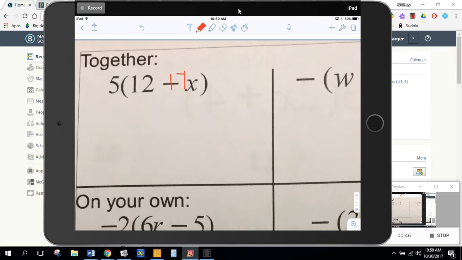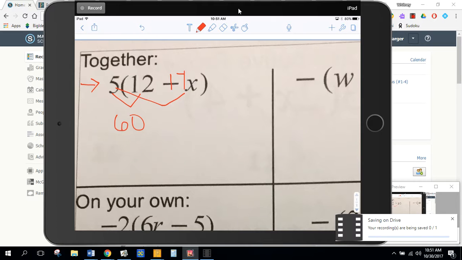Now we are to the actual distributive property. So if you see, this 5 is touching the parenthesis, which means that 5 is being multiplied by everything inside the parentheses. So we're going to take the 5 and we're going to distribute it to the 12. And our way of remembering this is that the 5 is going to say hi and multiply with 12, which equals 60. And then he has to be polite and multiply and say hi with everybody. So 5 times negative 1 would be negative 5x.